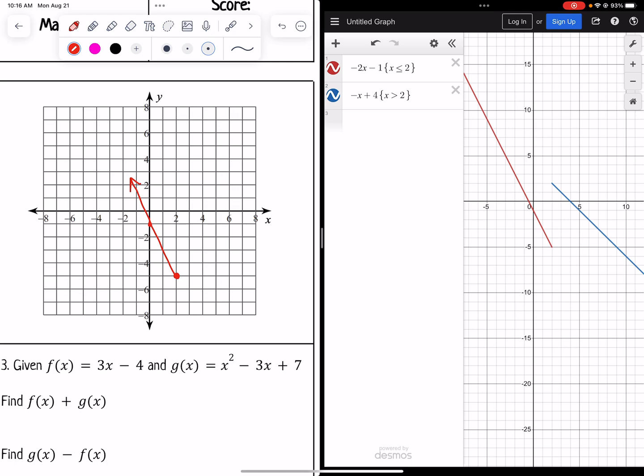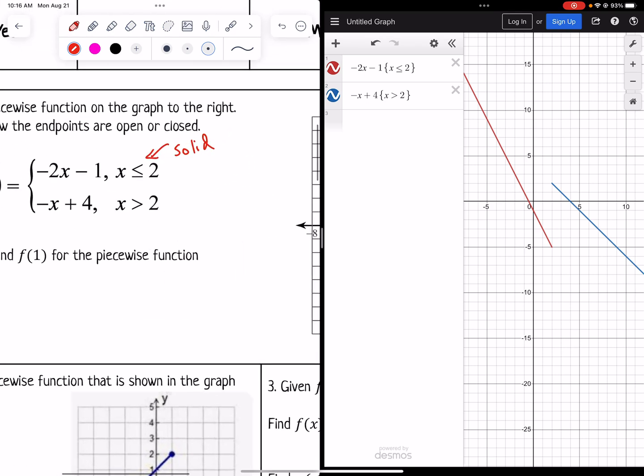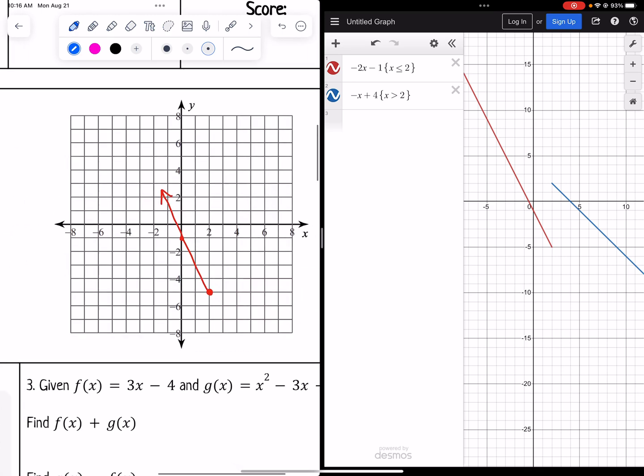And then the blue line I can tell has an open dot because on my paper it does not have an equal to bar underneath the greater than sign. So that'll be open. And then my endpoint looks like it's at 2, 2. So I'm going to put an open circle there. And then it touches the x-axis at 4. So I've got it graphed.